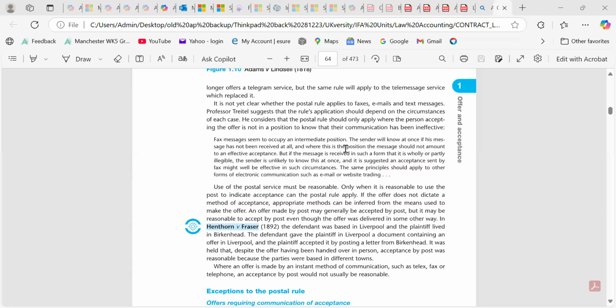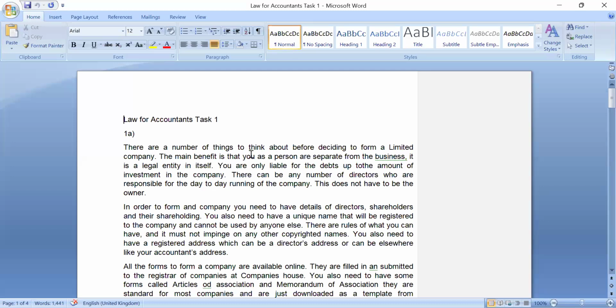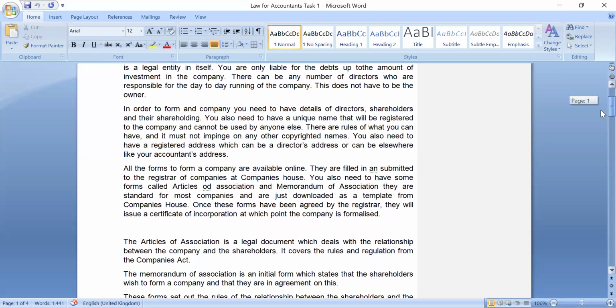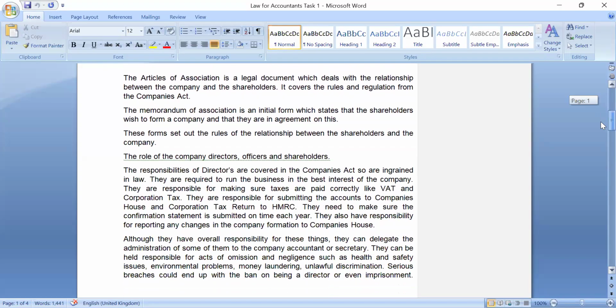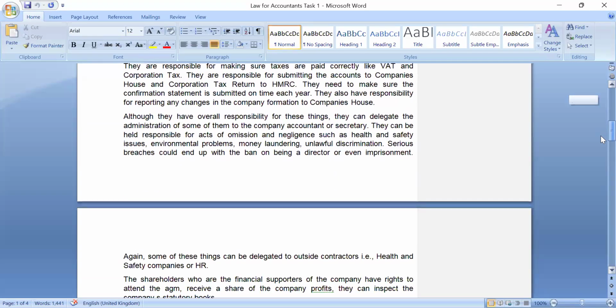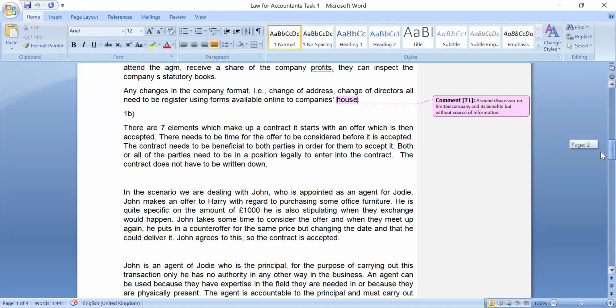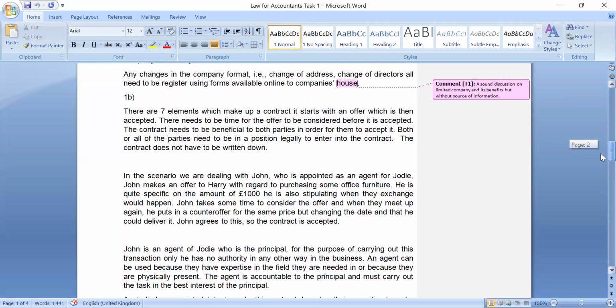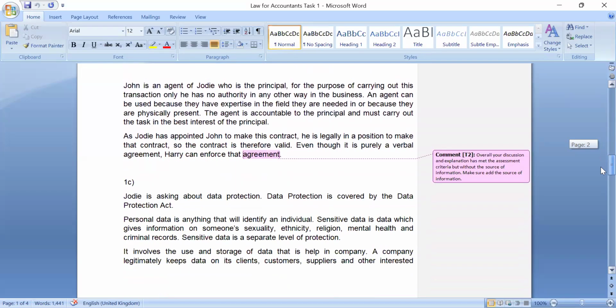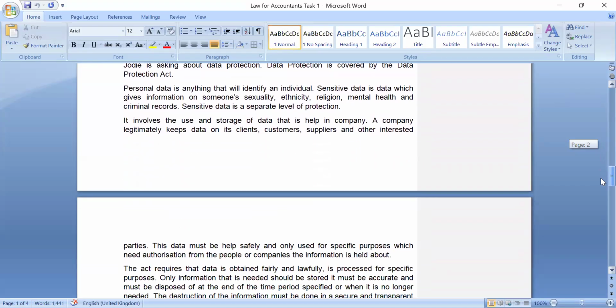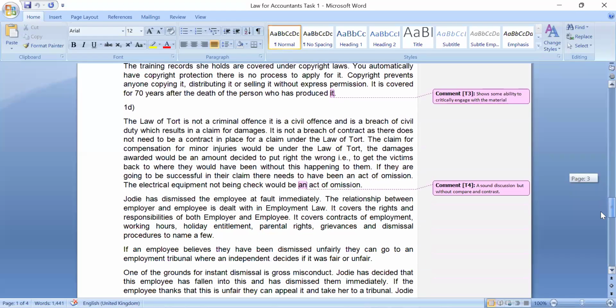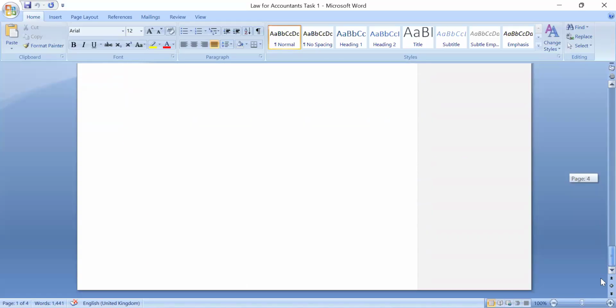So for task one, there are a number of things to think about, like deciding to form a limited company. You will see a discussion there, the articles of association, and what the memorandum of association is. Then the taxation, and a little feedback for the other. 1B is the elements of a contract, there are seven, then 1C. And if you explain like this, 1D, that's you meeting the task. This is one of the examples.